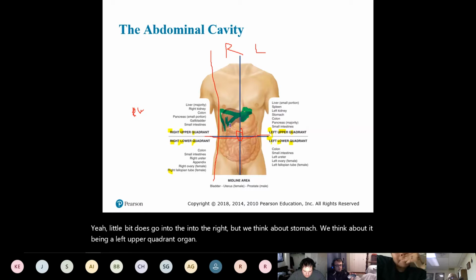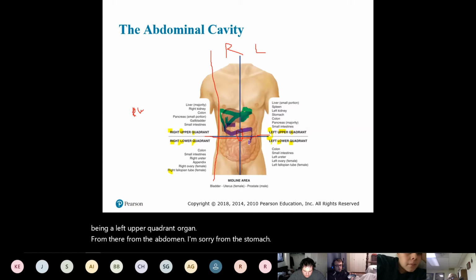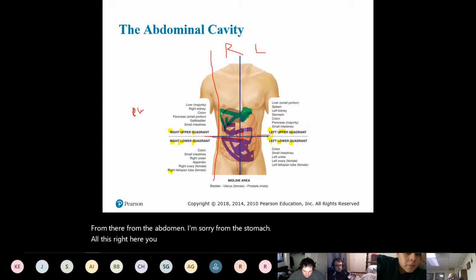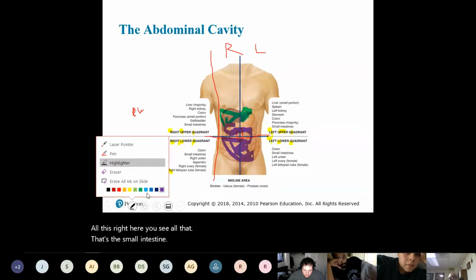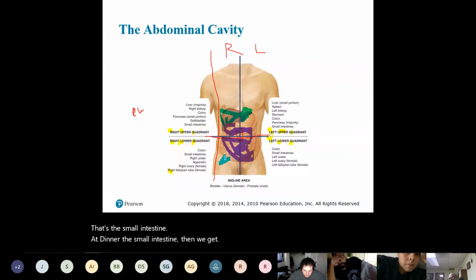From the stomach, all this right here, you see all that? That's the small intestine. At the end of the small intestine, first off, we have the appendix, a little bitty thing right there. And then we have the colon that goes up, over, down, and then into the sigmoid colon, and finally to the rectum. And then the anus.